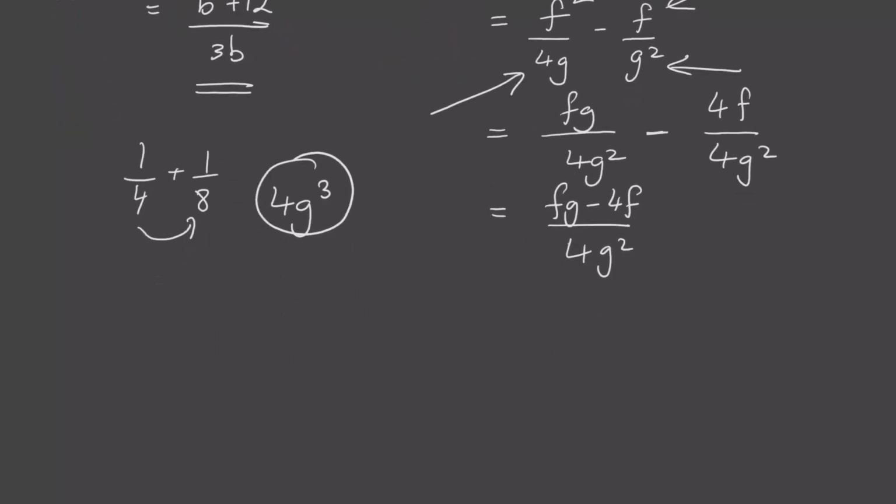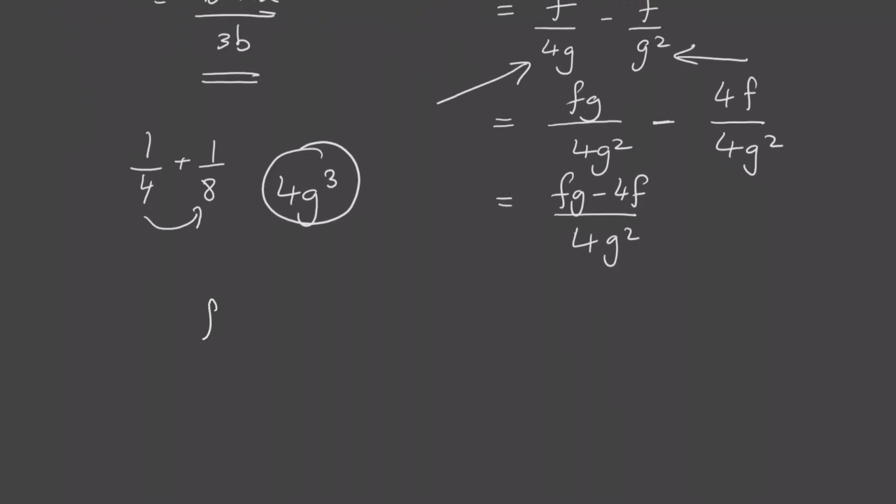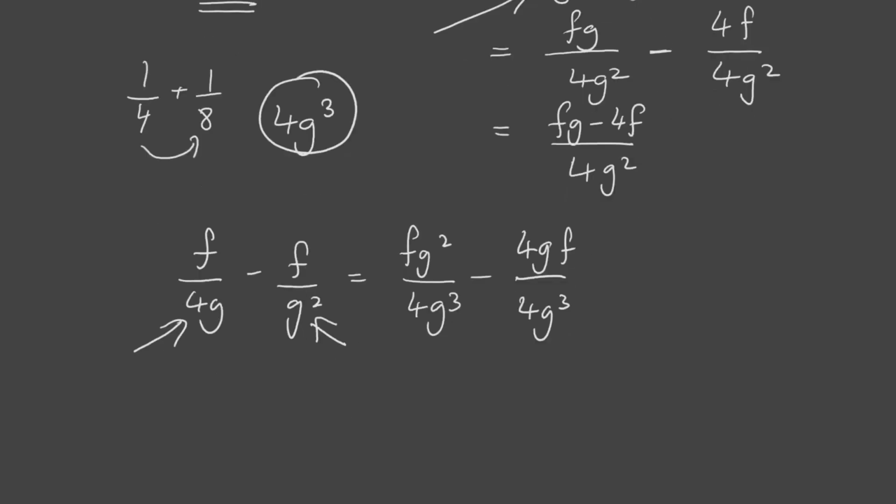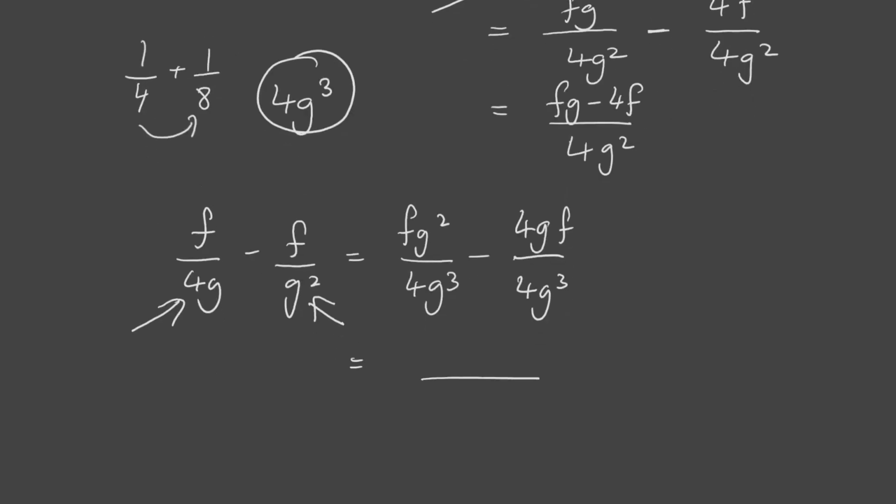So let's just look at that if we just multiplied the denominators together. What we had was f over 4g, take away f over g squared. So if we just multiplied them together, we'd have 4g cubed and we'd have 4g cubed here. And so we multiplied that one by g squared, so on the top we'd have fg squared. We multiplied this one by 4g, so on the top we'd have 4gf. And then we put them together and we would have fg squared take away 4gf.